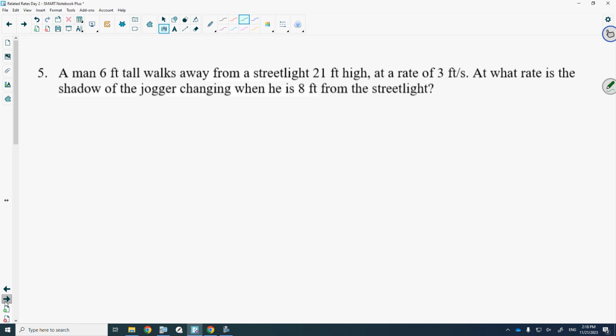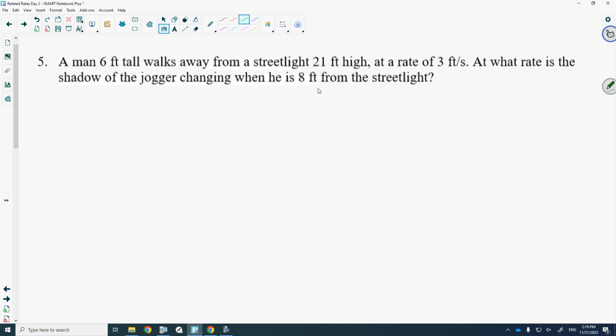Okay, here's the street light question. So it's either a spotlight or a street light. A 6-foot man walks away from a street light 21 feet high. So here's what we have happening.